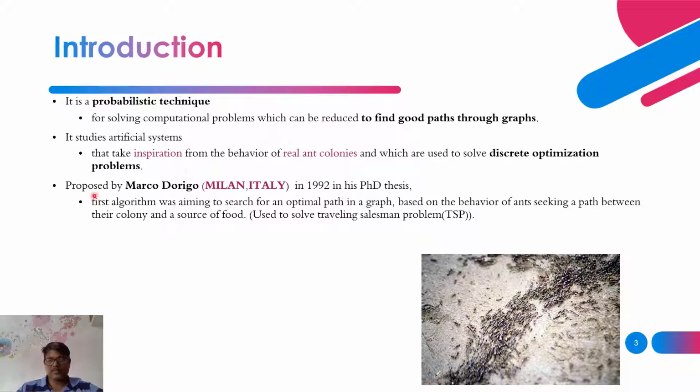Actually, it was initially proposed by Marco Dorigo, Milan, Italy, in the year 1992 as part of his PhD thesis. First, he developed the algorithm aiming to search for an optimum path in a graph, based on the behavior of ants seeking a path between their colony and the food resource. The developed algorithm was used to solve the traveling salesman problem. So that's his real finding, and now it has got different forms, versions and variations, of which at least a few glimpses we'll be discussing in this course.